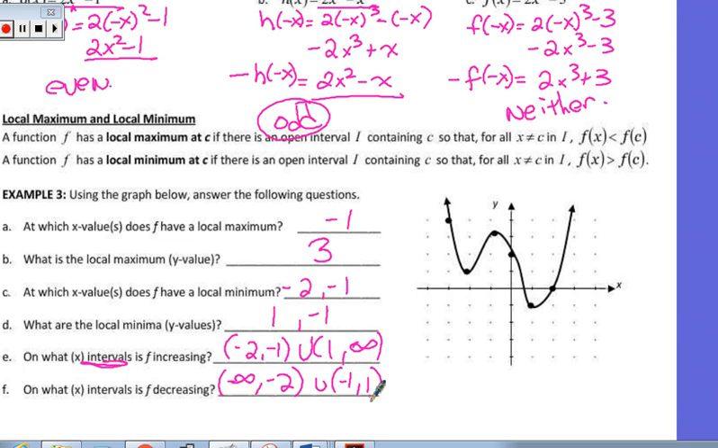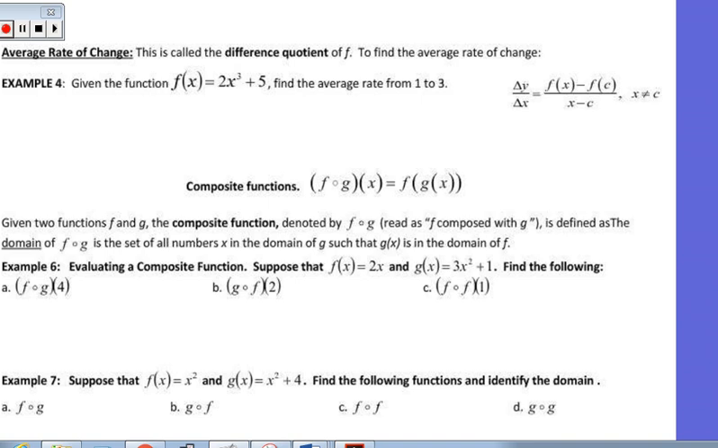Okay, let's talk about average rate of change. So let's flip your papers over. This is called the difference quotient, and this is something that you will pick up again in calculus next year. So I want to know what is the average rate of change from 1 to 3 given this function here of 2x cubed plus 5.